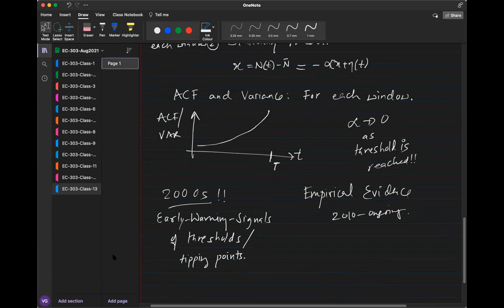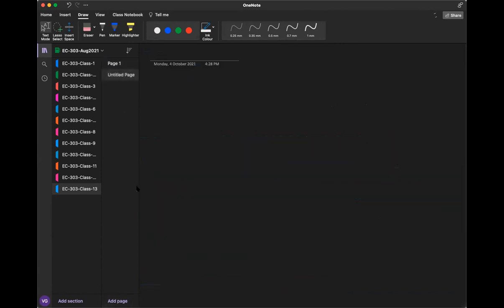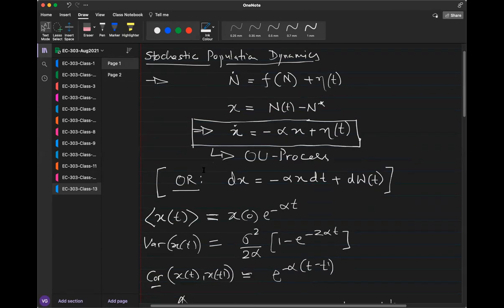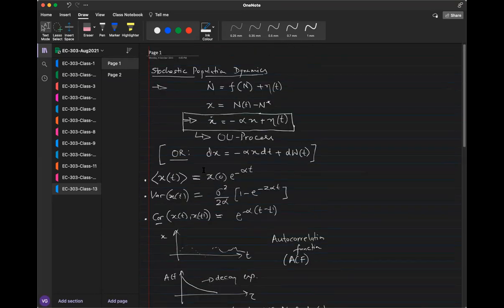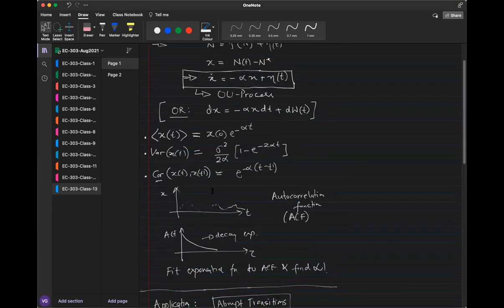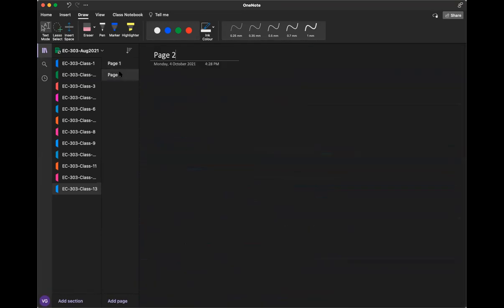Okay, so let me now introduce one more concept that extends this, and it will become useful for our future classes. In the next assignment, I will give you some papers on both empirical aspects and some theory of this.